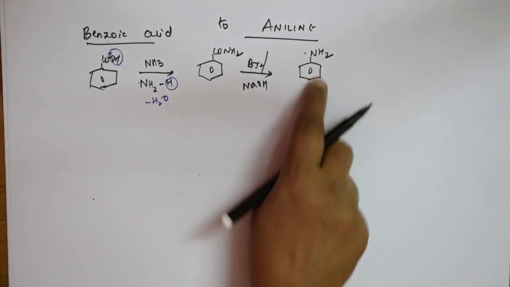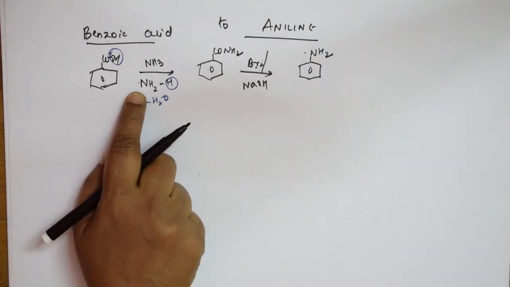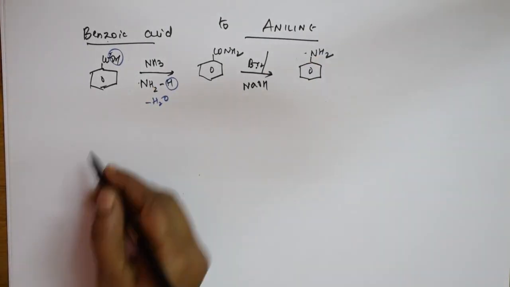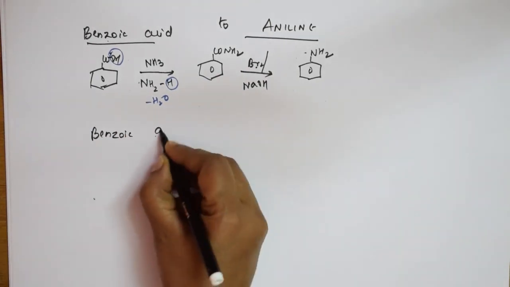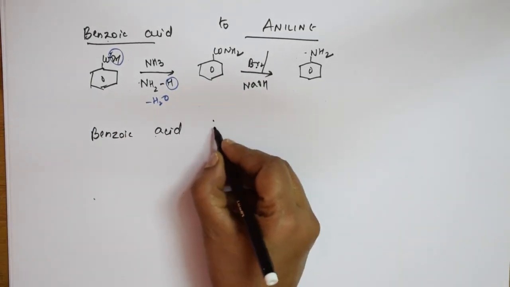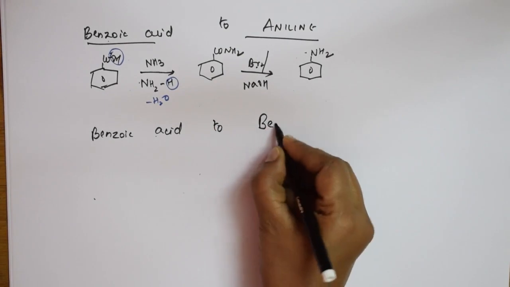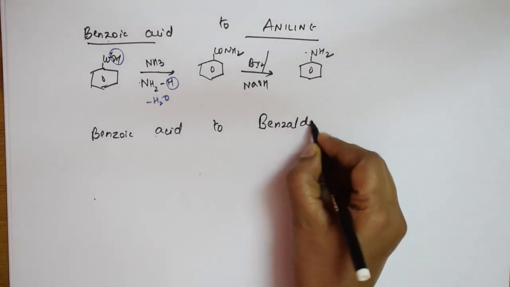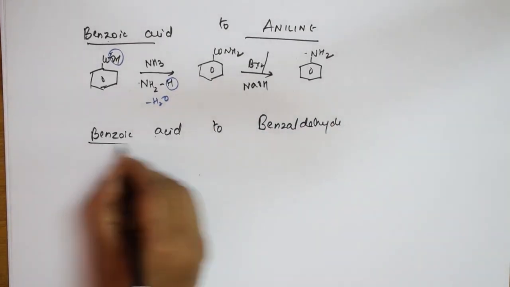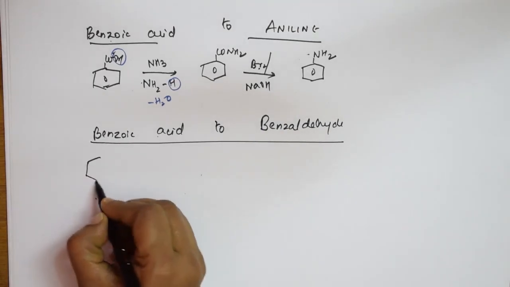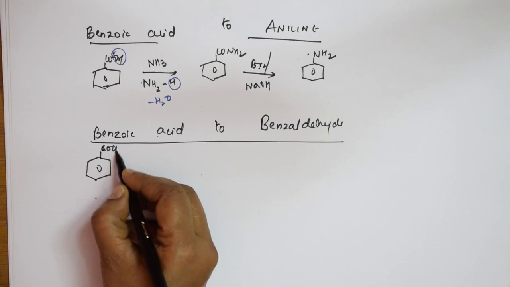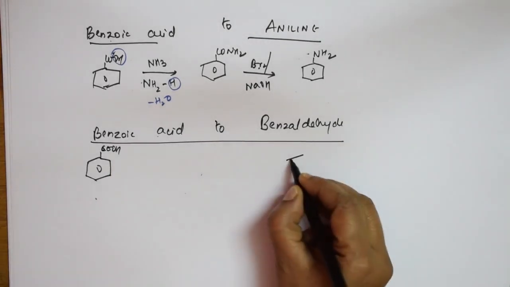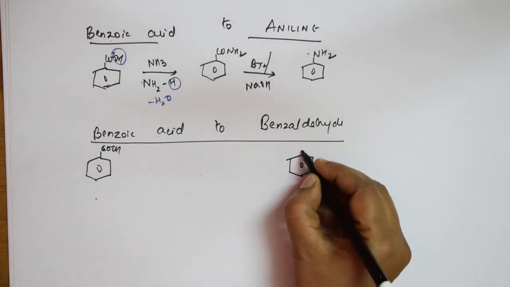Now what did I ask you? Whenever you see amine, you need to add ammonia first to get that. Next reaction: suppose they ask me to convert benzoic acid into benzaldehyde, that is what I have written. Yes, benzoic acid to benzaldehyde. Let me see. Now write the formula. This is COOH. Now I have to convert it to benzaldehyde. This is CHO. Done.